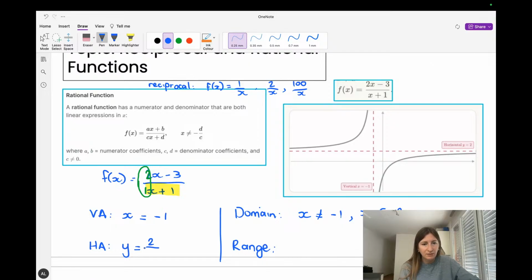2 divided by 1 is just 2. So the horizontal asymptote is at y equals 2. So that means our range is y does not equal 2, y is an element of real numbers. So these two are very closely linked.